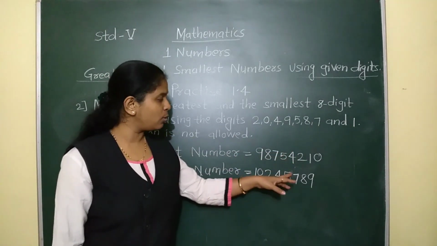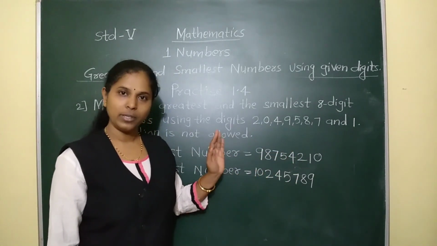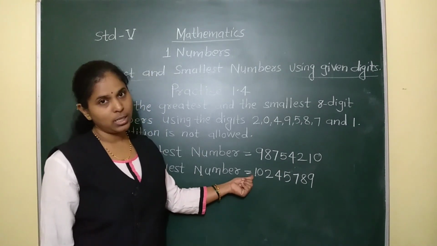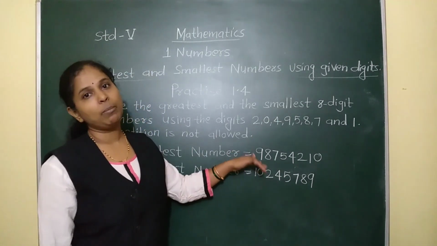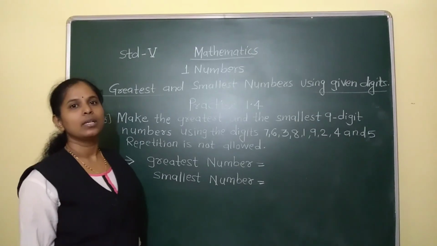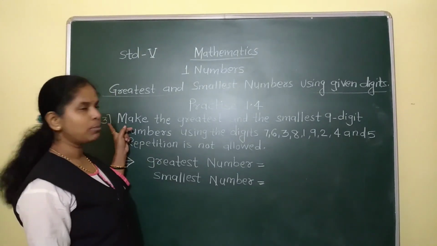Only here, as 0 was there, we have to take care. We cannot write 0 in the beginning, because if we do so, it will make the 7-digit number instead of 8-digit. Next question, question number 3.